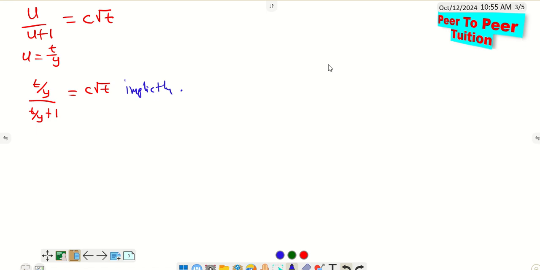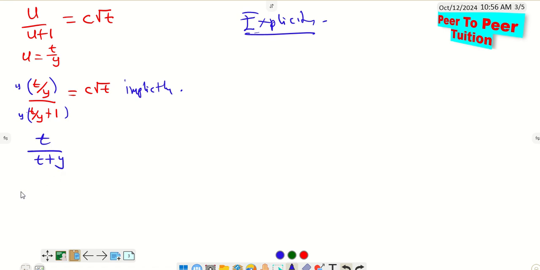But the question is asking us to find an explicit solution. Explicit solution means we have to make y the subject. Y has to stand alone. We can do that by multiplying the numerator by y and also multiplying the denominator by y. If I do that, I'll get t over t plus y should be equal to c root of t.